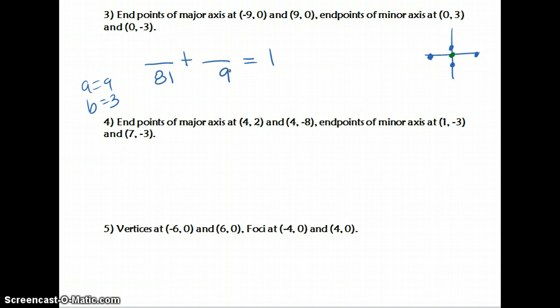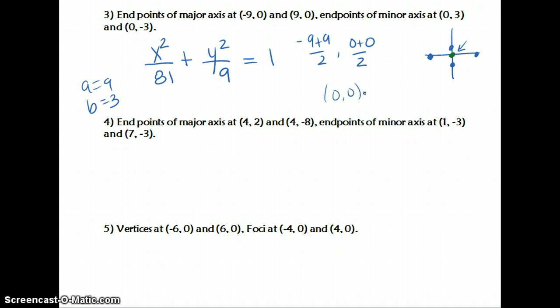Okay. Now, in order to figure out the center, you need to find the midpoint on the major axis. Okay. And the midpoint in this example is going to be 0, 0. So just x squared and y squared. For those of you that are not sure how I got 0, 0, well, use the midpoint formula. -9 plus 9 divided by 2, comma 0 plus 0 divided by 2. That gives me 0, 0. So that's the center.